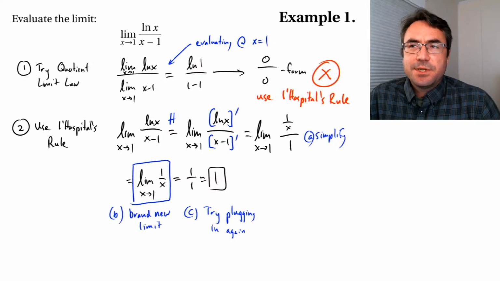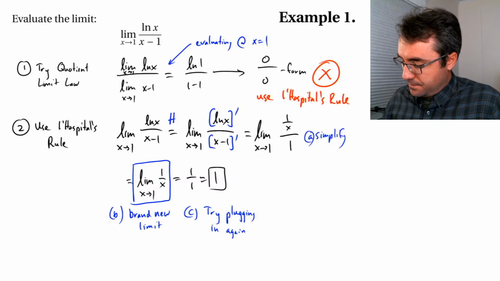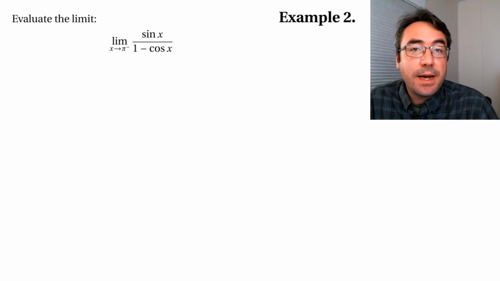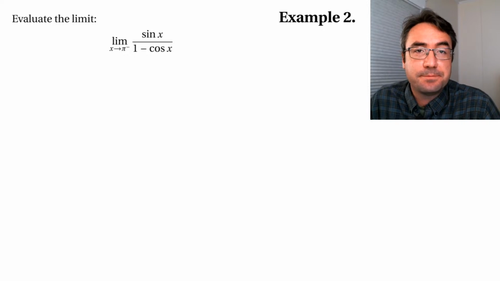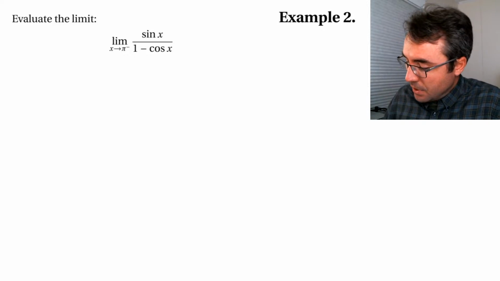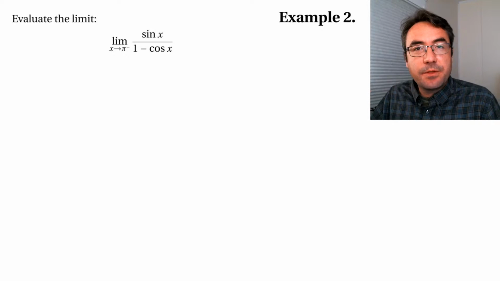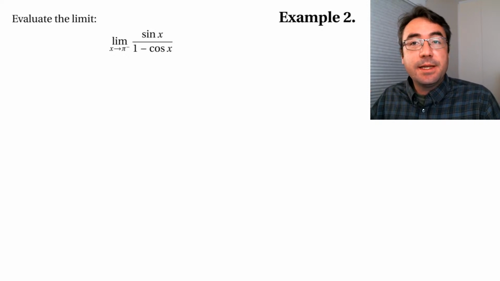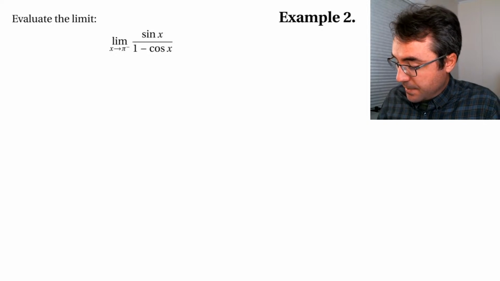All right, so let's try another one. Let's do the limit of sine of x over 1 minus cosine of x as x approaches pi from the left. So first thing, we're presented with the limit of a quotient. Let's just try plugging in to see what we get. So that's our first step.